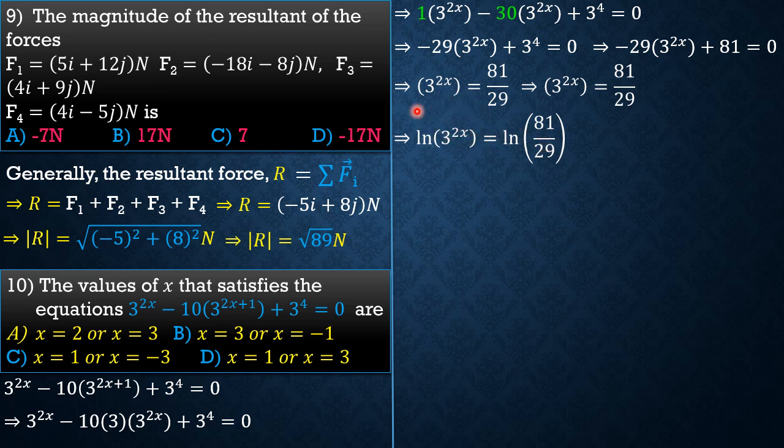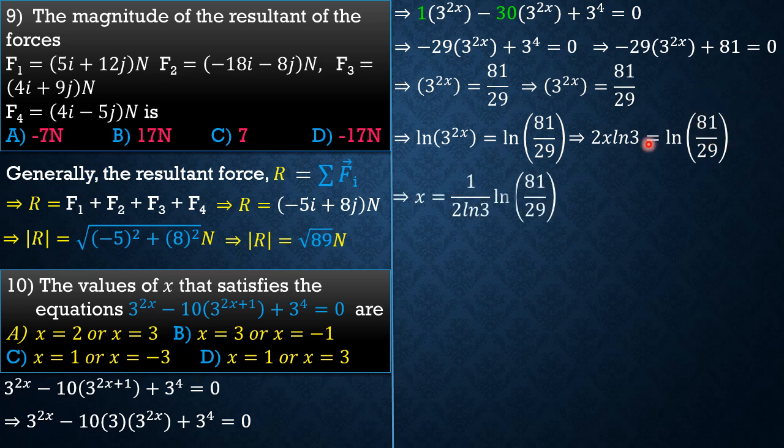According to our log property, when we take a natural logarithm on both sides, we can simply shift the power and put it over to the front, right? It therefore implies we are going to have 2x natural log of 3 equal to natural log of 81 over 29. If we divide all by natural log of 3 times 2, we are going to have our x to be the same as 1 over 2 ln 3 times natural log of 81 over 29. Great. So guys, it doesn't resemble any of the options, right?